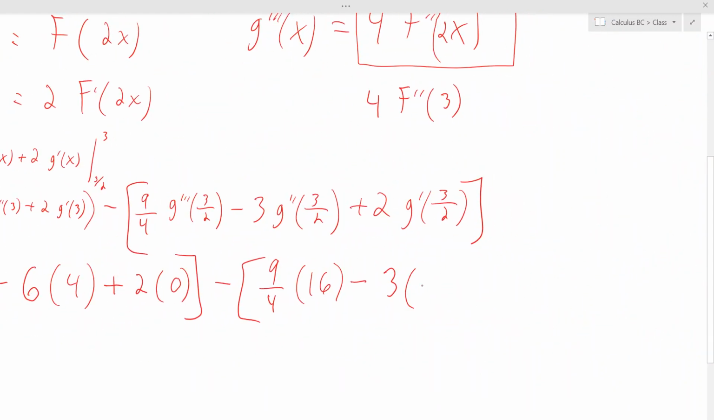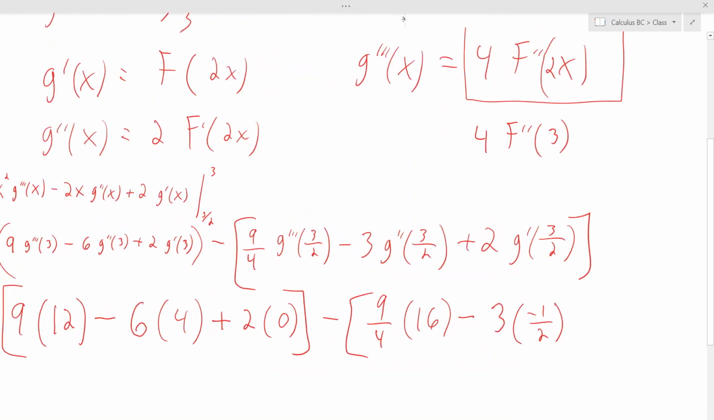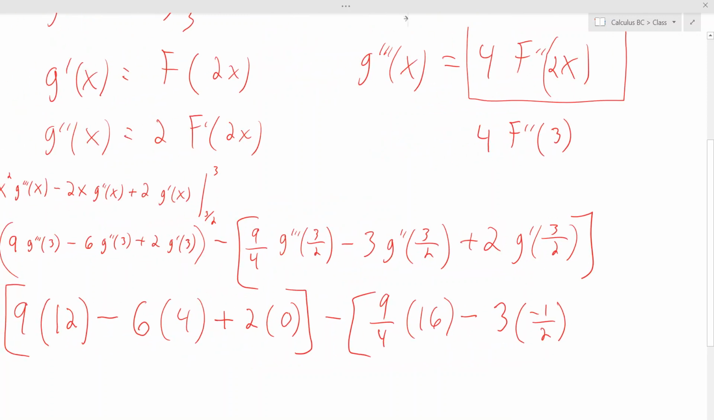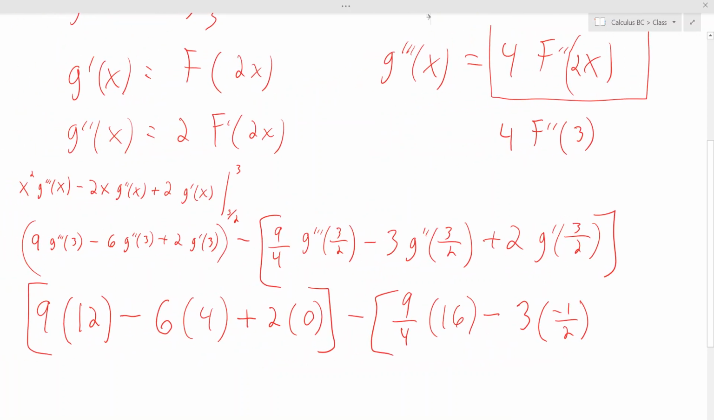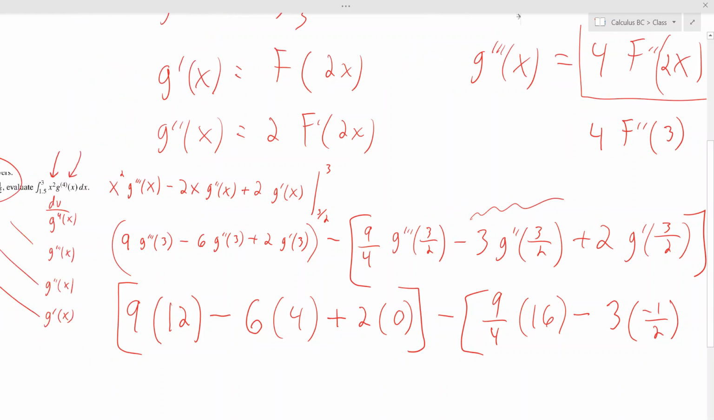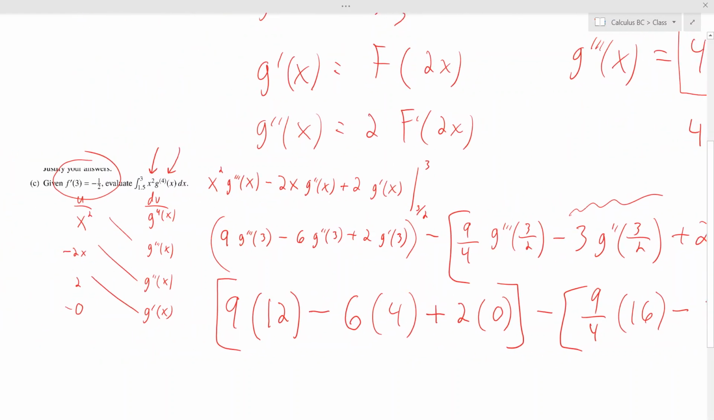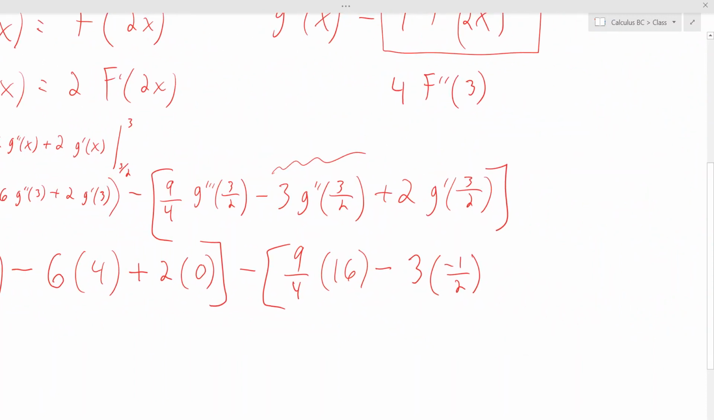So it's 3 times, what did I say, just negative half, is that it? No. I've lost track of what I'm doing here, kids. I'm plugging into this right here, right? So it's 3 times g double prime of 3 halves, which is 2 times f prime. Okay, and 2 times f prime of 3, that's negative half. 2 times negative half is negative 1. So that's a negative 1 there, not a negative a half.